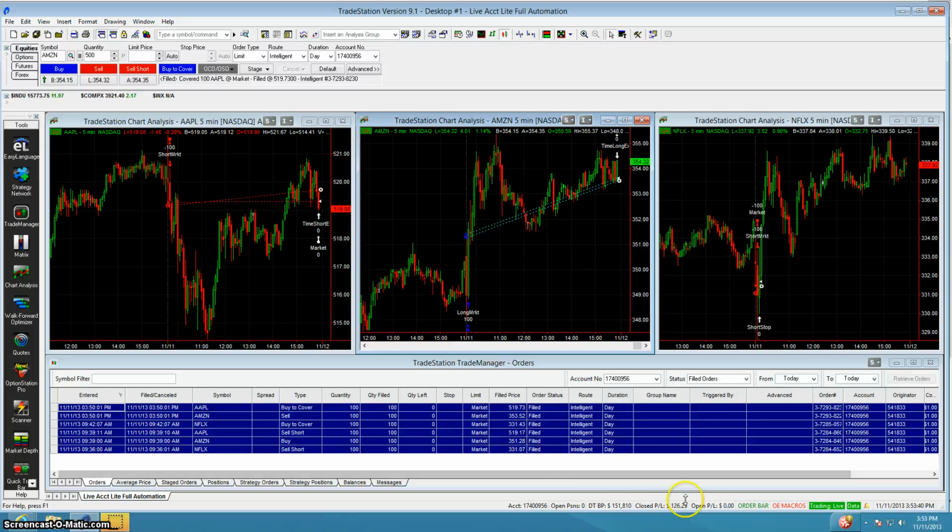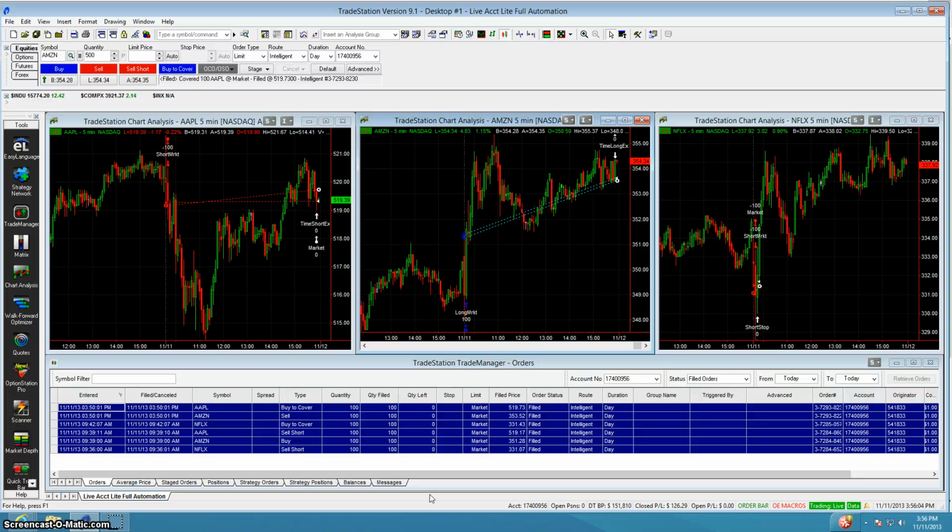As you can see, all of our positions closed and booked a profit of $126.29 today. Like I said, we lost a little bit of money on Apple, lost a little bit of money on Netflix, and made a little bit of money on Amazon. So like I said, overall a pretty uneventful day. But sometimes you get those days.